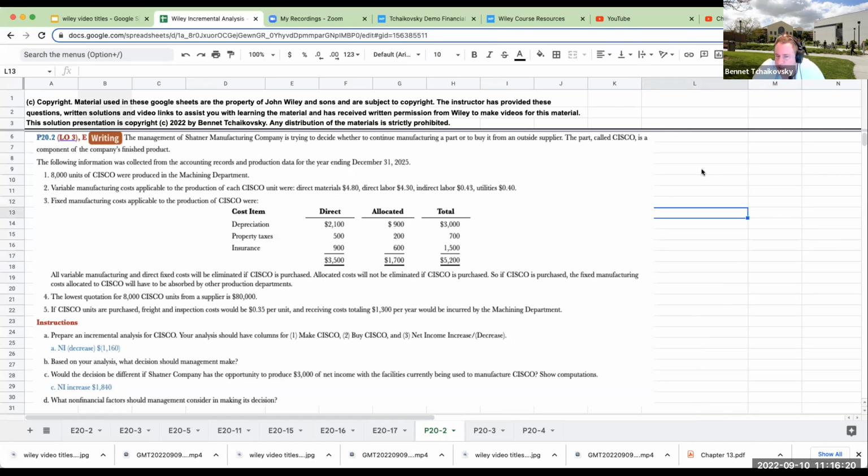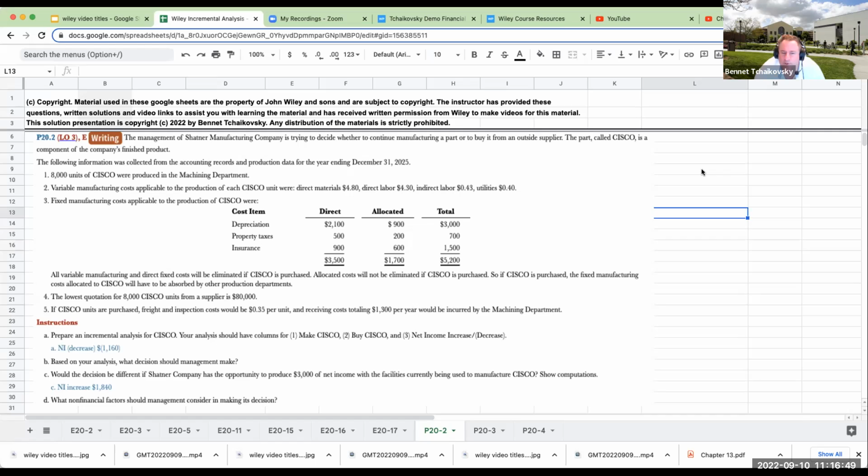Shatner Manufacturing is trying to decide whether to continue manufacturing a part or to buy it from an outside supplier. The part, called Cisco, is a component of the company's finished product. The following information was collected from the accounting records and production data for the year ending 12/31/25. So this is in the future, like 3 years from now. So 8,000 units of Cisco were produced in the machining department.